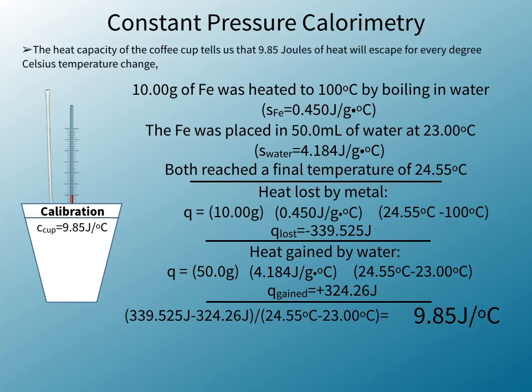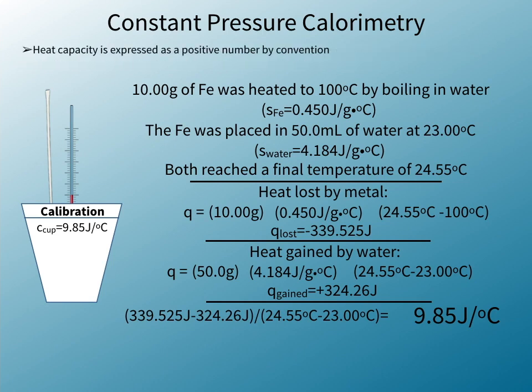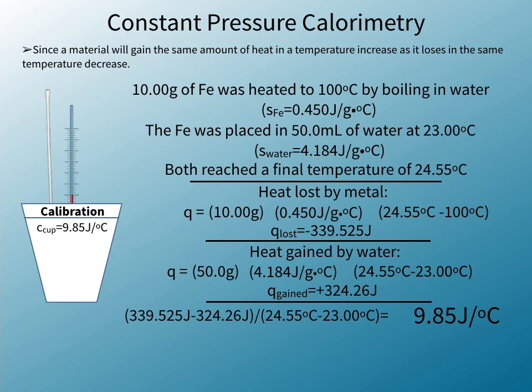The heat capacity of the coffee cup tells us that 9.85 joules of heat will escape for every degree Celsius temperature change, so we'll need to add that amount of heat to the heat exchanged with the water for every degree Celsius temperature change whenever we use that coffee cup in an experiment. Heat capacity is expressed as a positive number by convention, since a material will gain the same amount of heat in a temperature increase as it loses in the same temperature decrease.